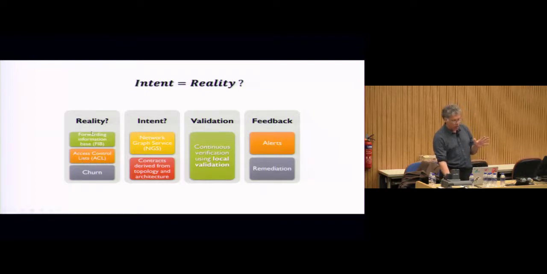On the left-hand side, we have the reality of the system. For example, in a router, you have forwarding information, or in other places, access control lists. And this real data is being churned because the data center is growing, because somebody wants to put a new policy into account. We have intent, and so we actually have now in Azure contracts that are independent of the implementation, that are derived from the topology and architecture, and basically state various policies. This is called a network graph service. The third part is we are continually validating the reality against the intent and giving feedback. And Z3 is an integral part of this.